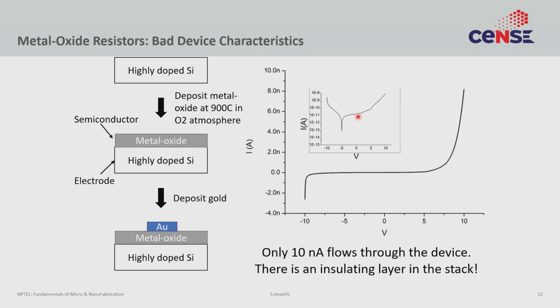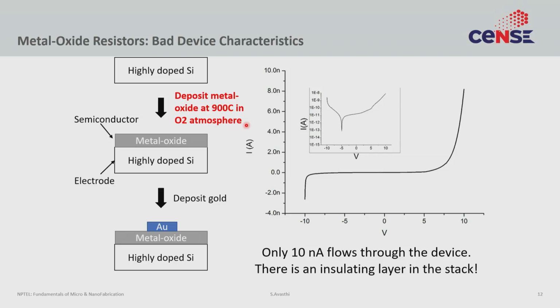Right? That's a very small amount of current. And the reason for that is that what the student extracted from this test was that my metal oxide is very insulating. But it is a wrong conclusion. And the reason is that he has missed something in the process flow.